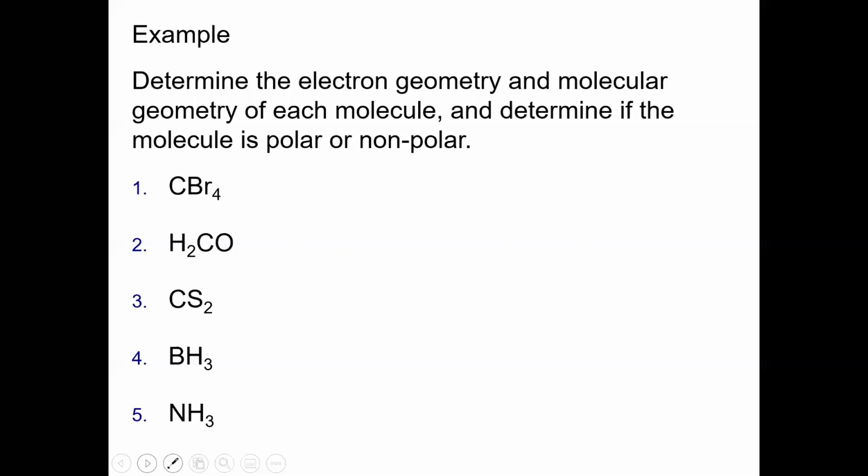All right, let's take some time and determine the electron geometry and the molecular geometry of each of these molecules, and determine if the molecule is polar or nonpolar.